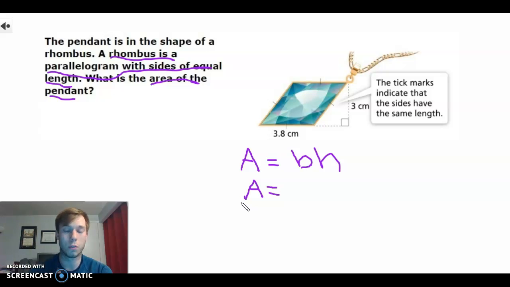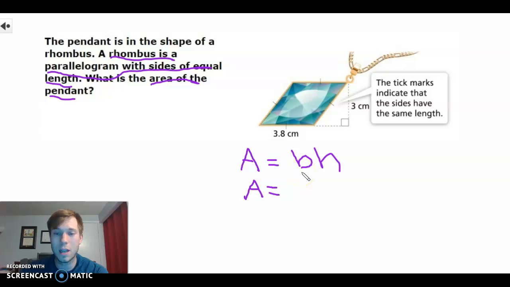We're actually looking for the area, and when we deal with formulas, the variable is going to be capitalized. So like area, volume, surface area, perimeter, be capitalized.